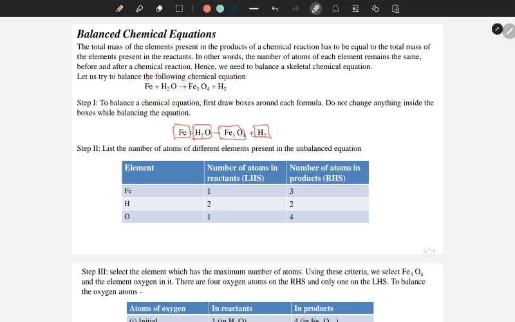Okay, so here iron is there. Iron, how many iron? One iron. In the reactant side, there is only one iron, right? So we wrote 1. Then iron in the product side, it is 3. So it is 3. Now hydrogen is 2. Here also hydrogen is 2. Hydrogen is 2 on the reactant and product, both sides. Okay, now oxygen part, oxygen is 1 on the reactant side and oxygen is 4 on the product side.